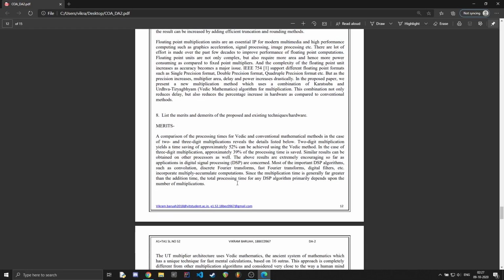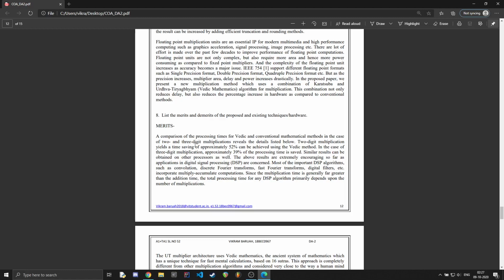Okay, the merits and demerits I also just stated in the previous answer, where the merits include that we can see the comparison between the processing times for the Vedic and conventional mathematical methods of 2 and 3 digit multiplication reveals the details listed below, which states that the 2-digit multiplication yields a time saving of approximately 52% and can be achieved using the Vedic method.